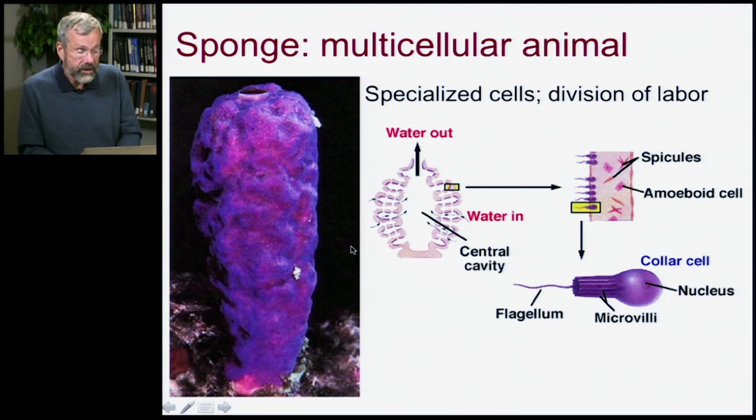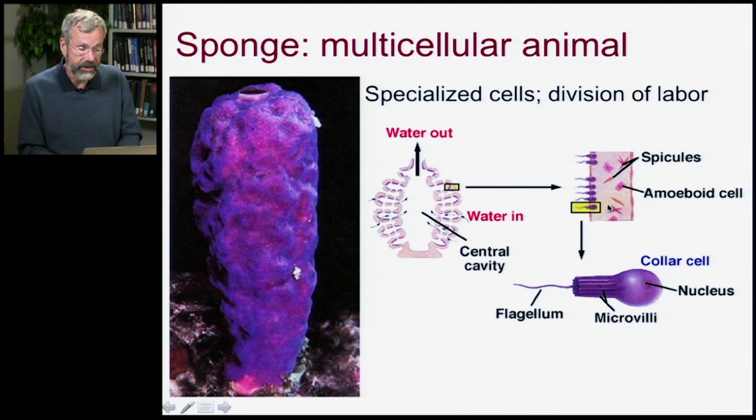The sponge actually brings water in and forces it out. It has a central cavity, and water has to pass through the spongy surface. As it does so, there are these specialized cells that can obtain the food items. And these flagella here create a small current that draws the water in, and so they can get any kind of particulate food item that might exist.